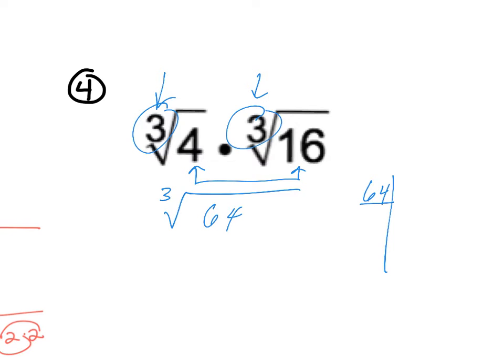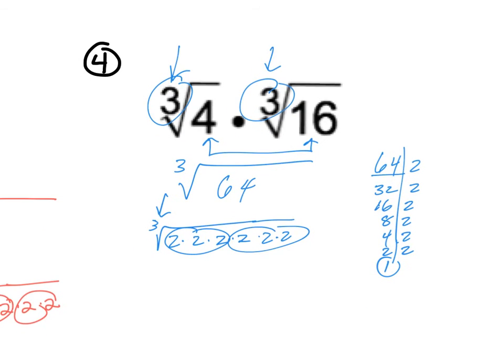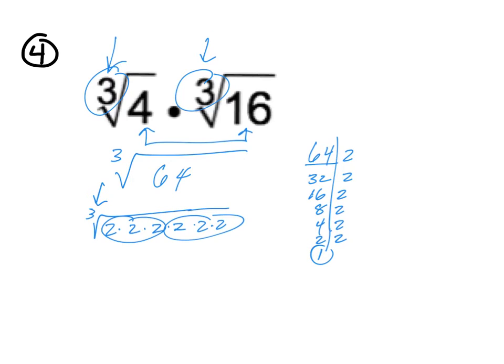I can break down 64 by dividing it by 2. 2 goes into 64 32 times. I can divide by 2 again and get 16, by 2 again and get 8, by 2 again and get 4, by 2 again and get 2, by 2 again and get 1. So I have the cube root of 1, 2, 3, 4, 5, 6 2's. My index is 3, so that's 2 sets of 3 2's. I can take them both out, and so my final answer is 4.